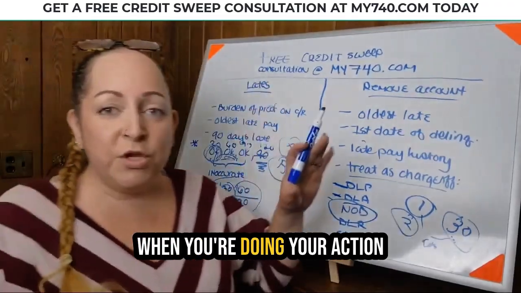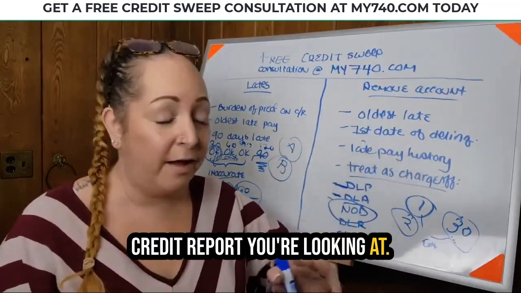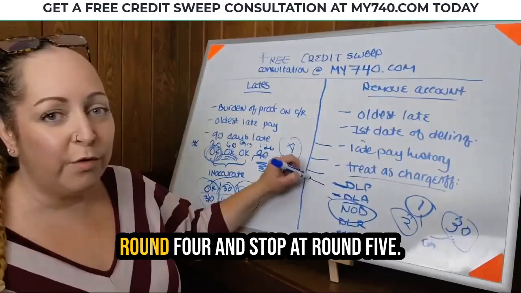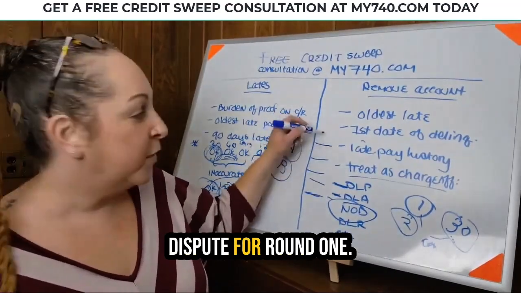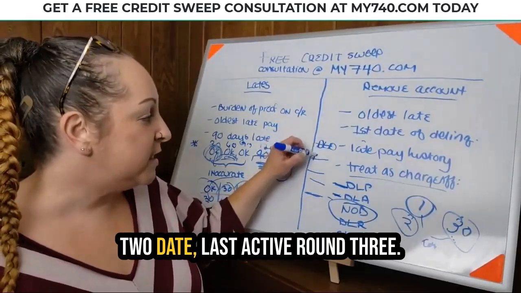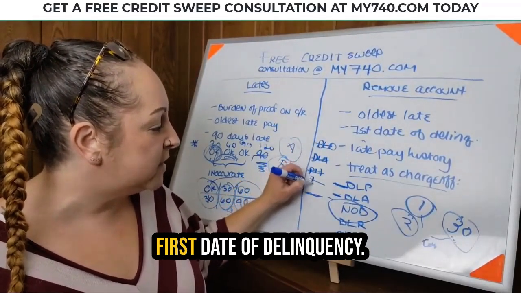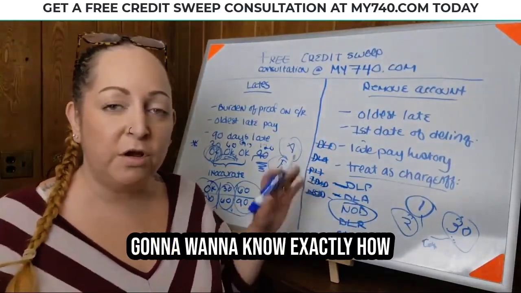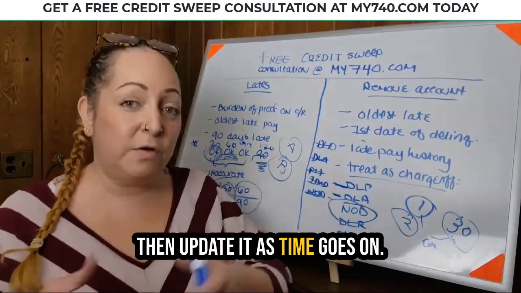When you're doing your action plan, list, at least for the credit report you're looking at, how you're going to go after round 1, round 2, round 3, round 4, and stop at round 5. We want to know our dispute for round 1. Let's say it's date last paid. Round 2, date last active. Round 3, payment history. Round 4, first date of delinquency. Round 5, notice of dispute. However you want to do it, you're going to want to know exactly how you're going to go after them and then update it as time goes on.